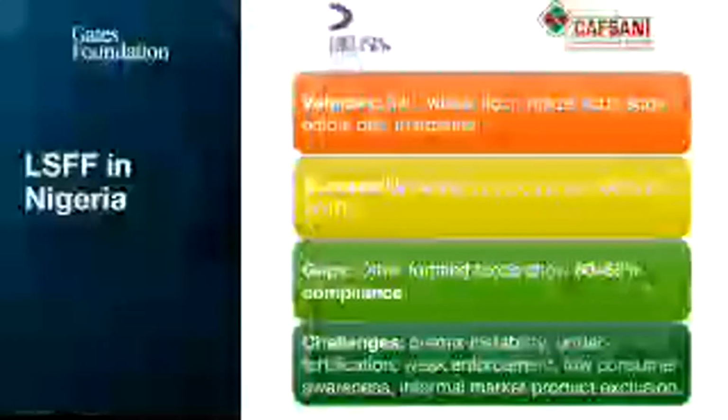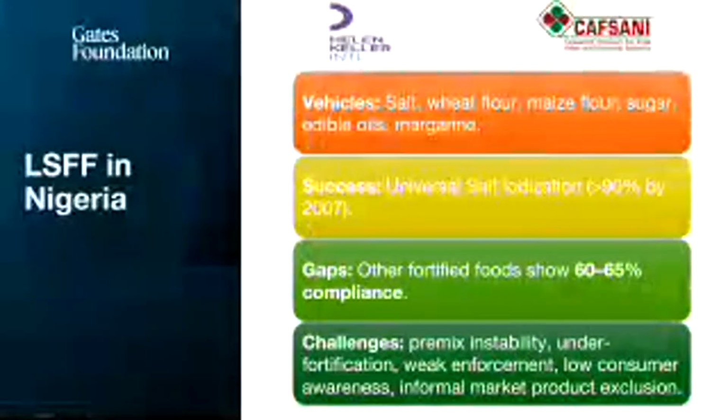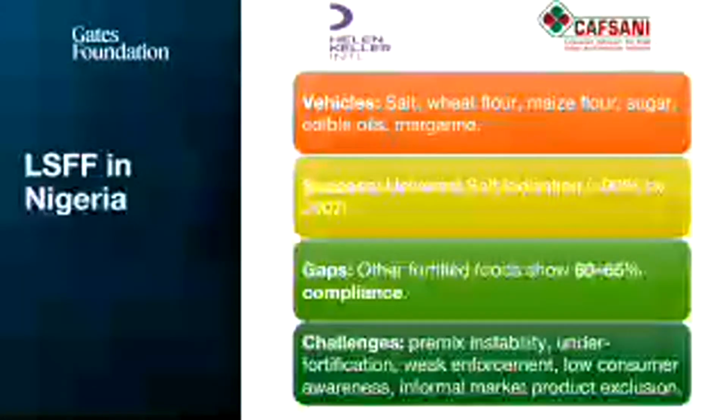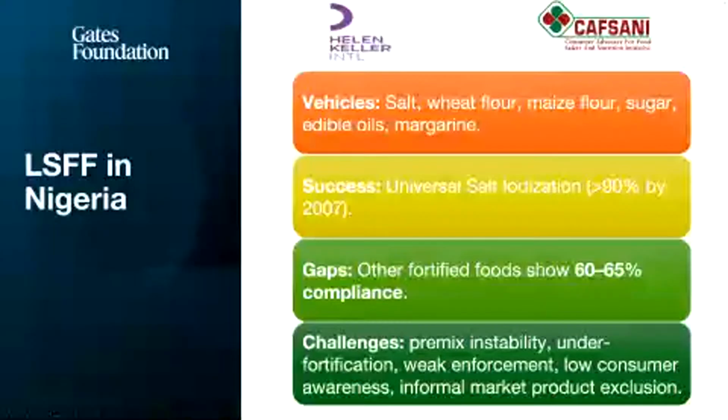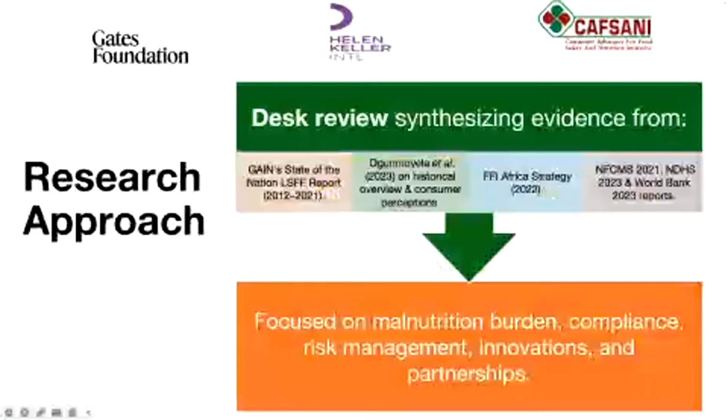And what are the challenges that we have identified? We have identified a problem of premix instability, the fortificants that are actually added to the food, under-fortification, weak enforcement, low consumer awareness, and informal market product exclusion. Some of the challenges that we have identified.